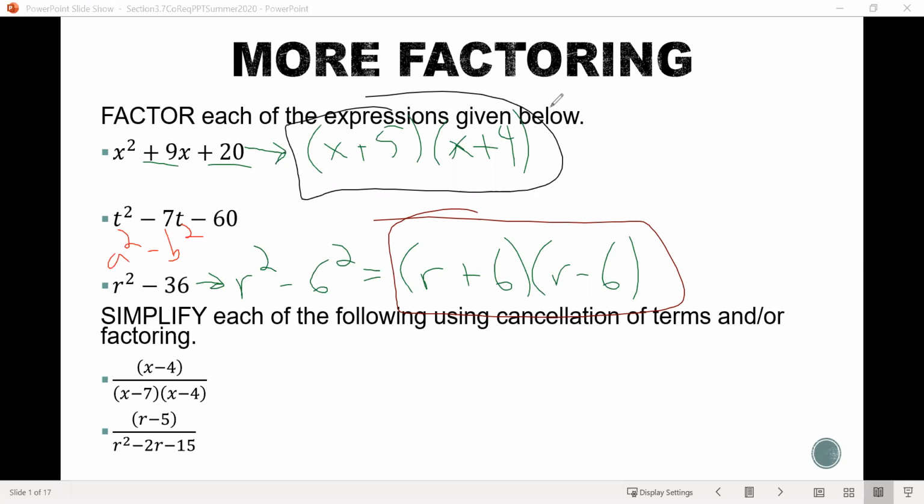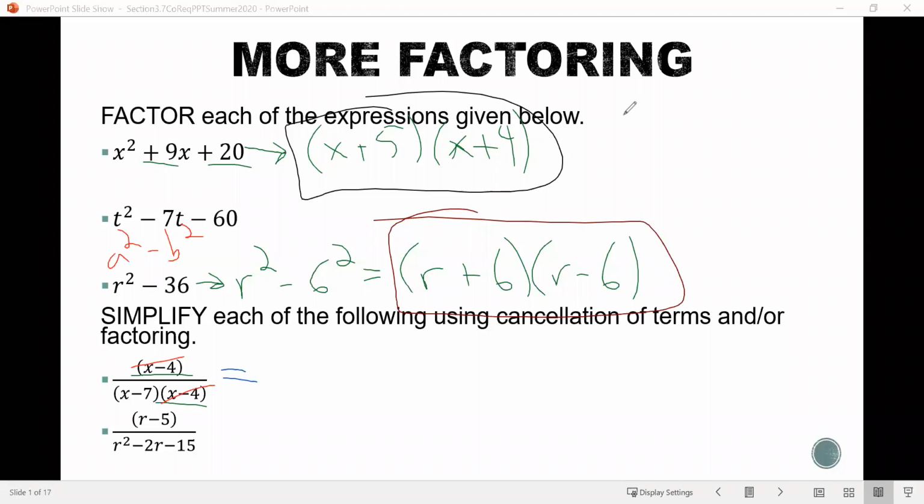All right, now for the bottom two, we're told to simplify using cancellation of terms and or factoring. So on the first one, notice that we have x minus 4 over x minus 7 times x minus 4. And notice in both the numerator and the denominator, there's an x minus 4. Now, because on the bottom, the x minus 4 is being multiplied by the x minus 7, and only because they're being multiplied, then we're allowed to cancel the x minus 4 on the top with the x minus 4 on the bottom.